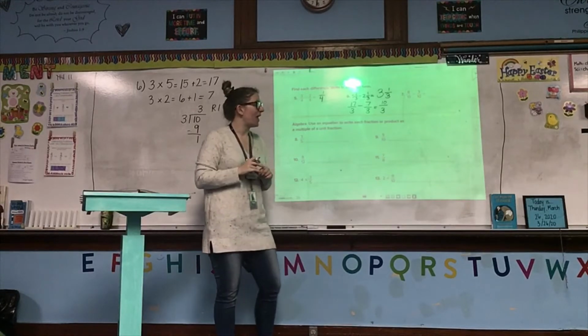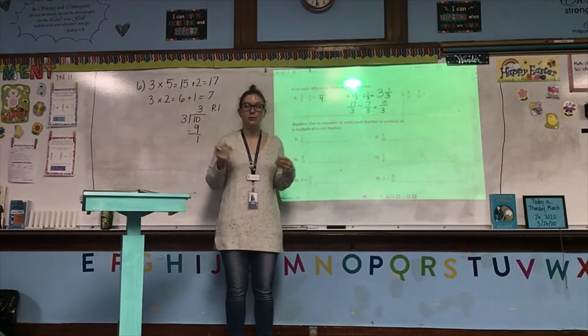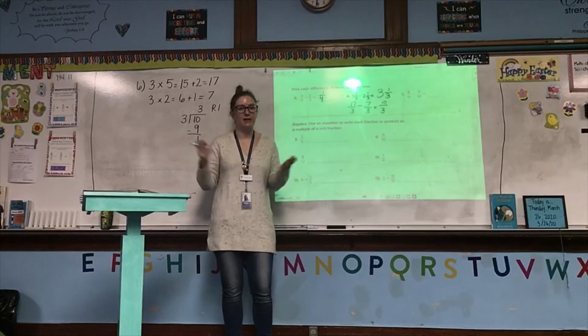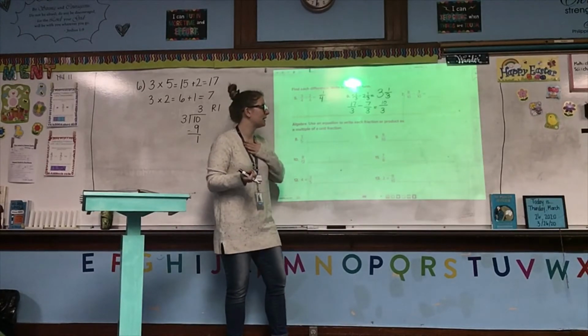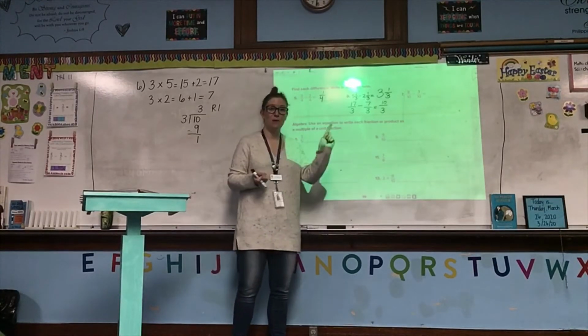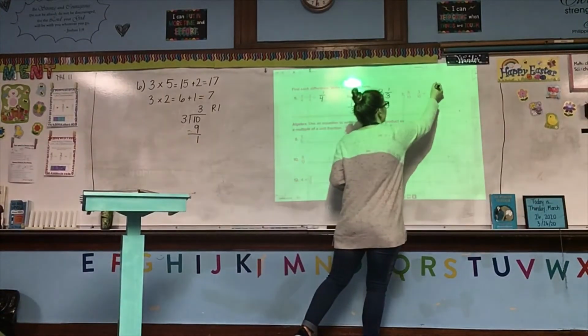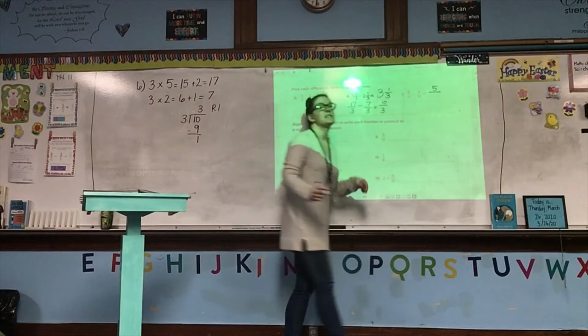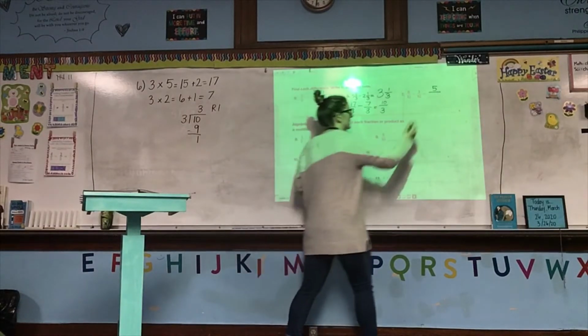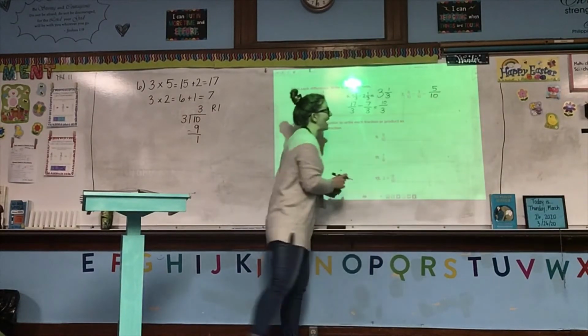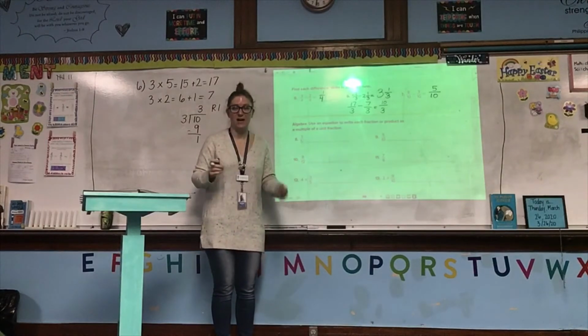Number 7, we have 8/10 minus 3/10. Those are regular fractions, so we can just solve it like we solve subtracting like fractions. Step 1, subtract the numerators. 8 minus 3 is 5. Step 2, the denominator stays the same. So we have 8/10 minus 3/10 equals 5/10.